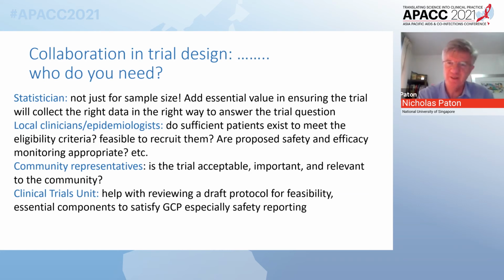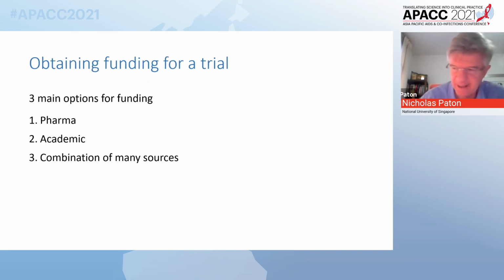So do engage fully with a statistician for the whole trial process. You need local clinicians and epidemiologists to make sure that you have enough patients around and access to those patients to meet the eligibility criteria and meet feasibility requirements, and whether your safety and efficacy monitoring is appropriate. And community representatives, also very important to bring in early on, tell you whether the trial's worthwhile from their perspective, whether it's acceptable. And then a trials unit can help you with reviewing a draft protocol for feasibility and remind you of essential things that need to be in there to satisfy GCP. So all of these people and groups are very important to bring in at the trial design stage.